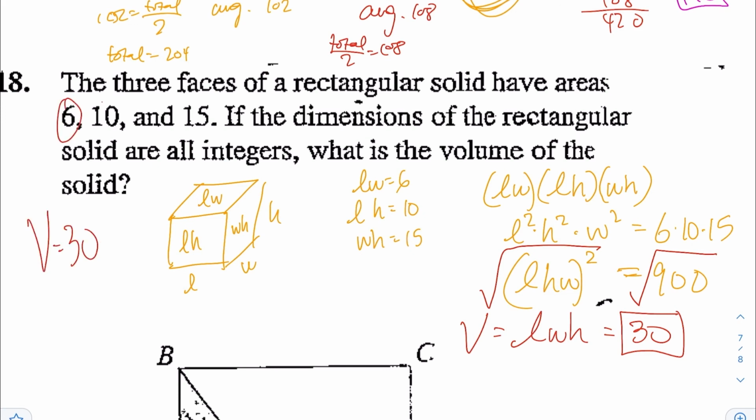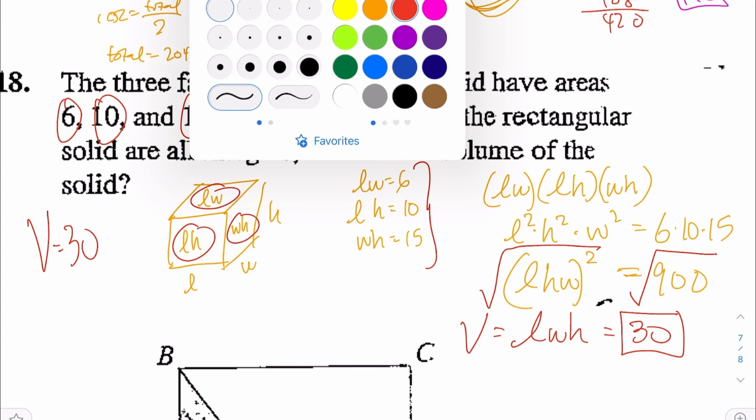The trick is to multiply 6, 10, and 15, and then just do the square root. And that's because you have LH, WH, and LW. So you have these 3 equations that you can use to solve for all 3 variables.